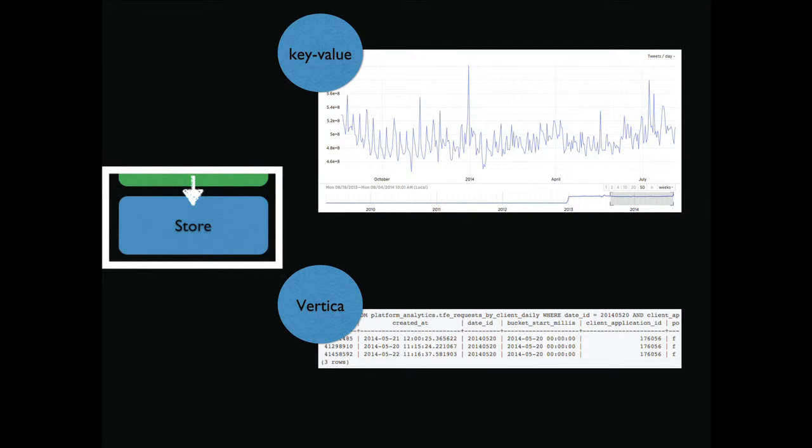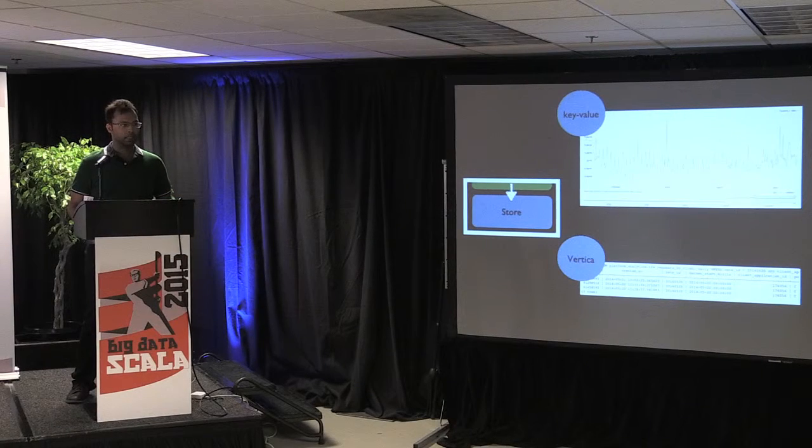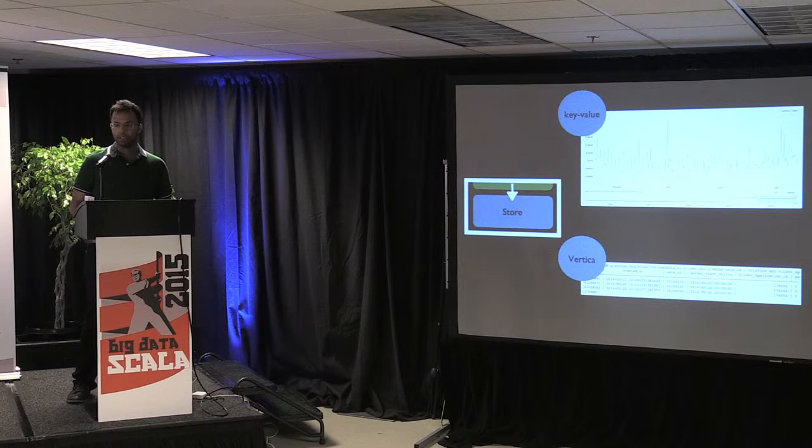Typically, the two types of places where you would store the data would be either a key value database, useful if you want to store huge amounts of data that you want to access with low latency, or you might store it in a relational database. Typically, you can't store as much data, but it allows you to perform complex queries. You can do sorts, group bys, limit queries, etc., which you can't do in, say, a key value database.